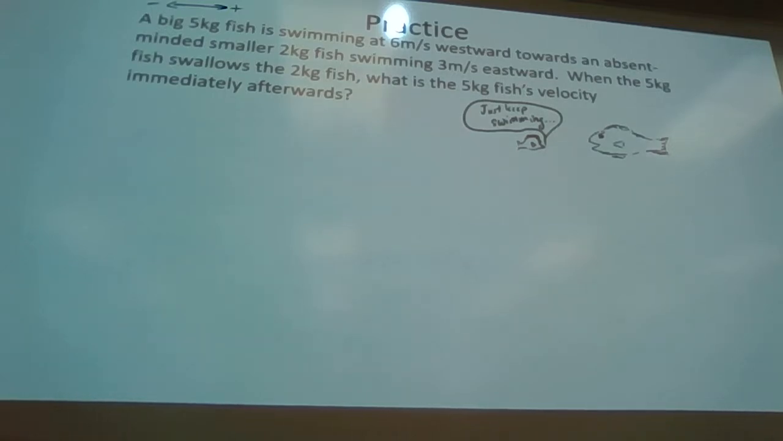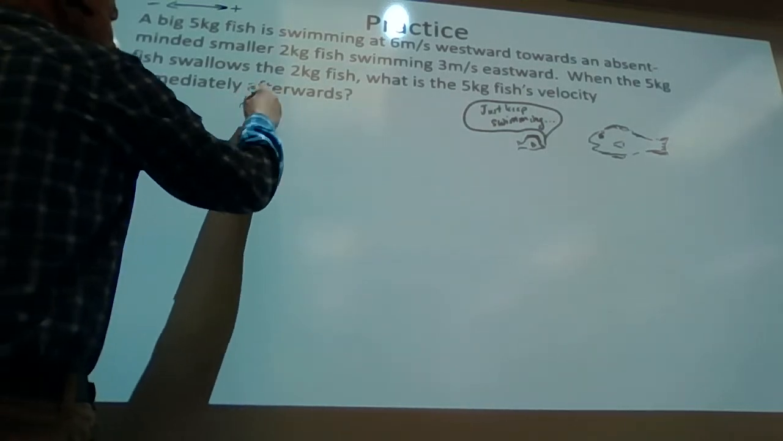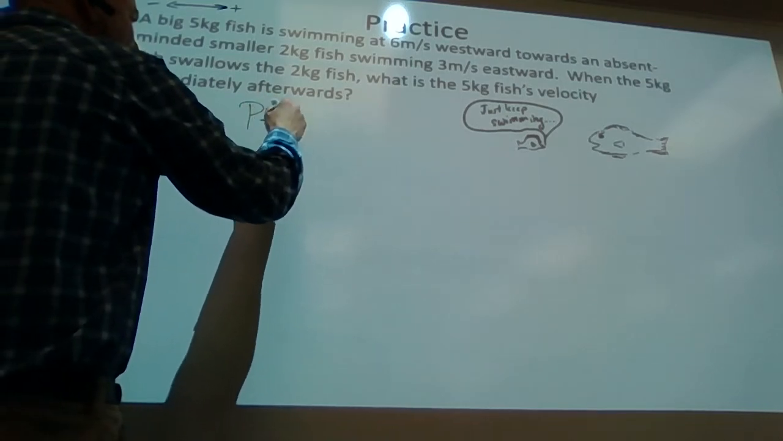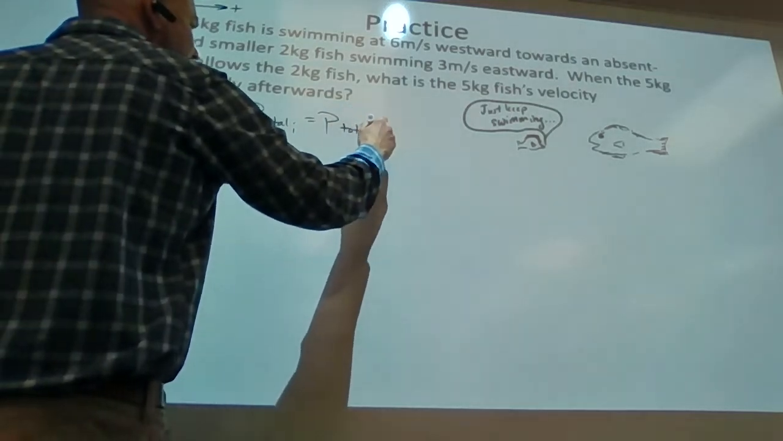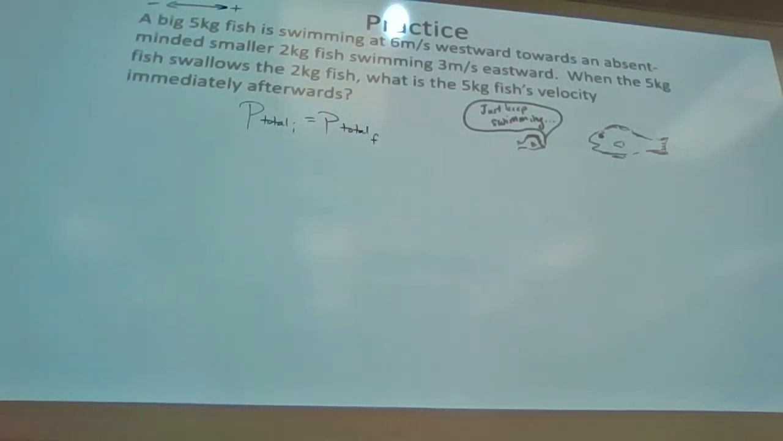Looking at this, I'm trying to discern what objects I would include in my system so the total momentum of the system is conserved. Two objects interacting are the big fish and the small fish, so that's what I'm going to include. And yep, total momentum is conserved. So total momentum initial is equal to total momentum final. That's a mathematical way to say momentum is conserved.